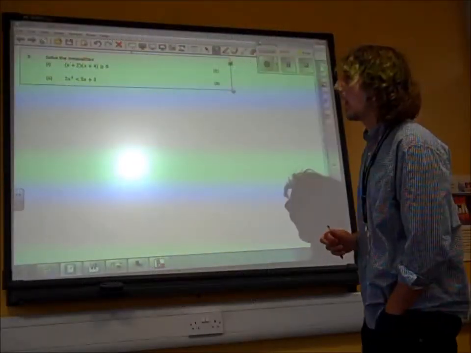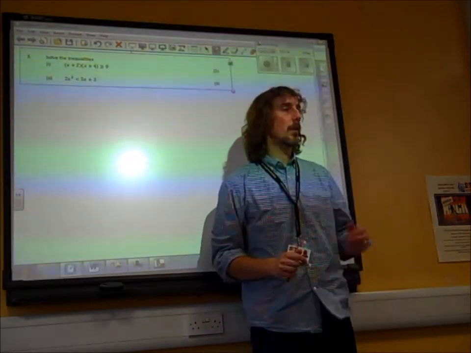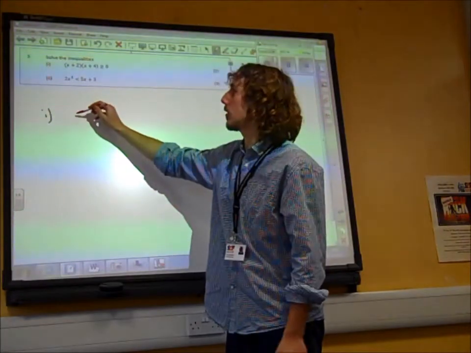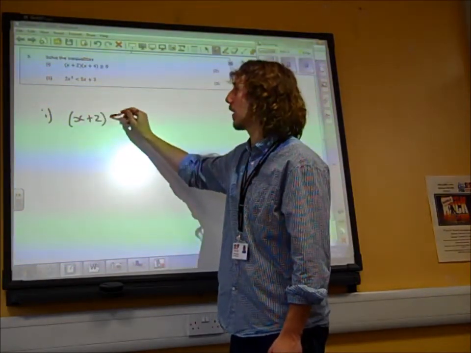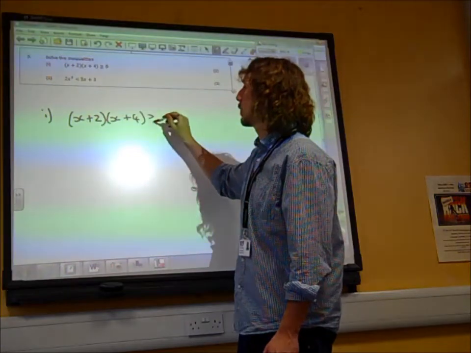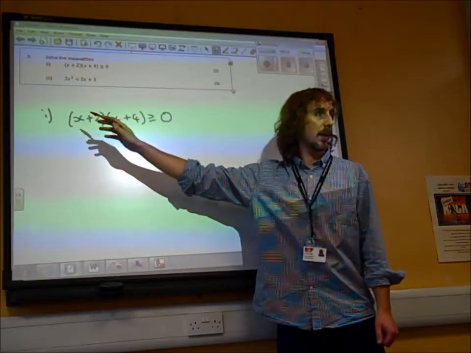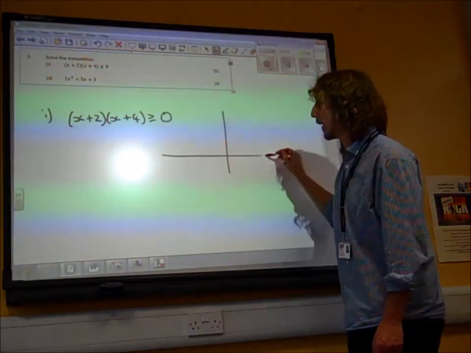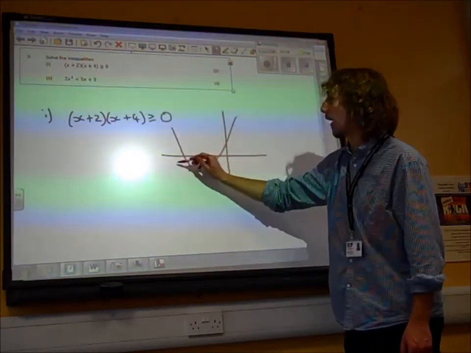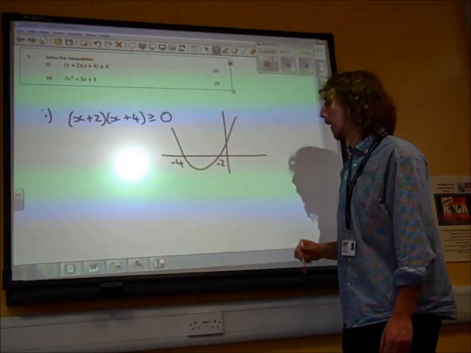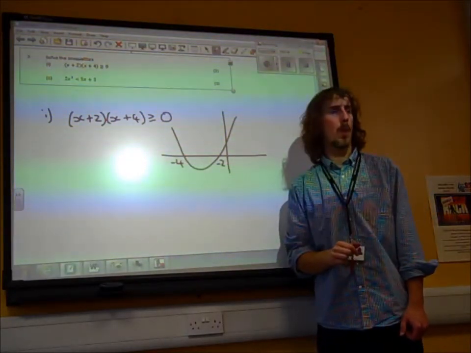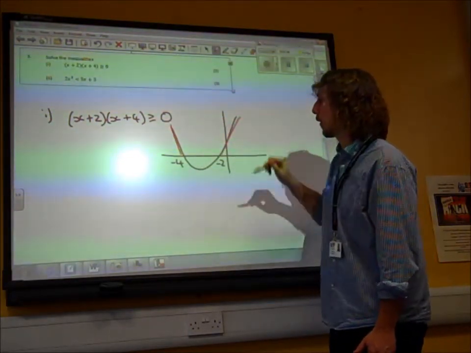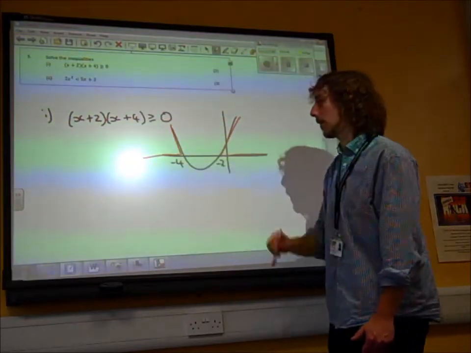On to number 3. Solve these inequalities. Well, the first one is very kindly factorised for us. And I've been encouraging you to draw a graph of this kind of thing. This would be a quadratic that crosses at -2 and -4. So let's do a quick sketch of that. Something like that. It doesn't matter that our scale isn't brilliant there. And we want to know, when is it greater than 0? When is it above the x-axis? So it's those bits which represent these bits of the curve.